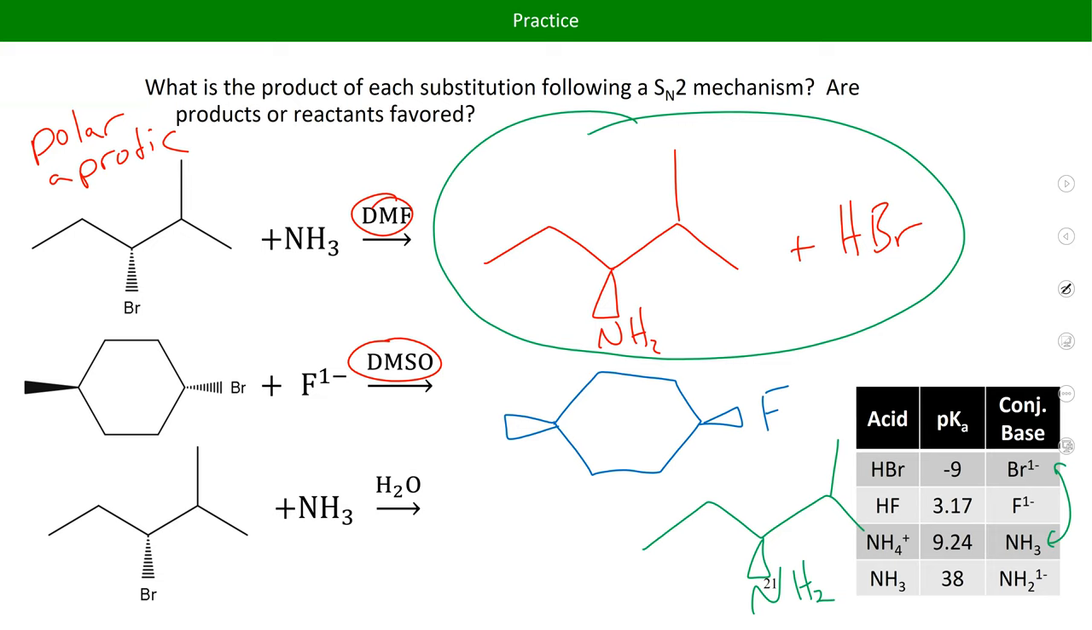If we did this, it would be overkill, but if we did this with amide as our nucleophile, then we're talking about an equilibrium constant of 10 to the 47 favoring the reactants. So really, really overkill.